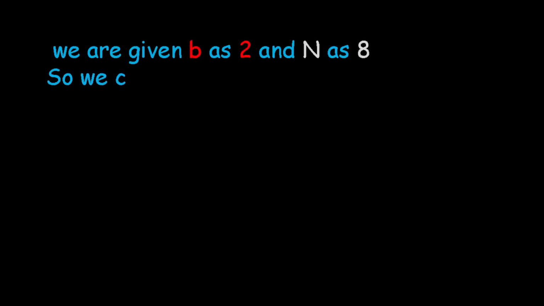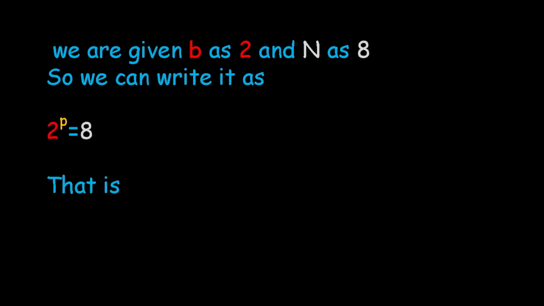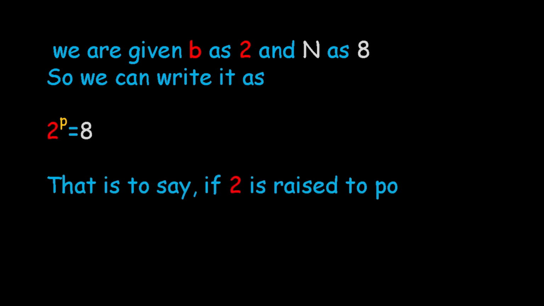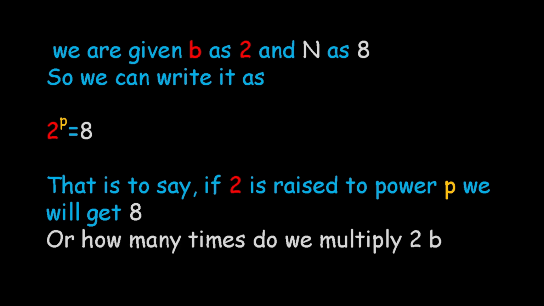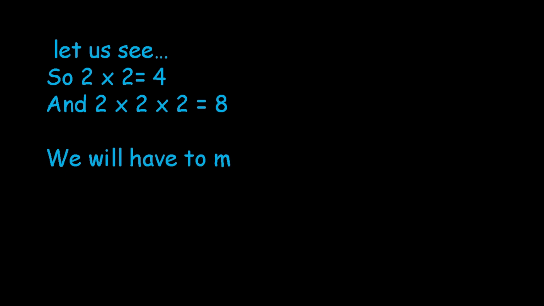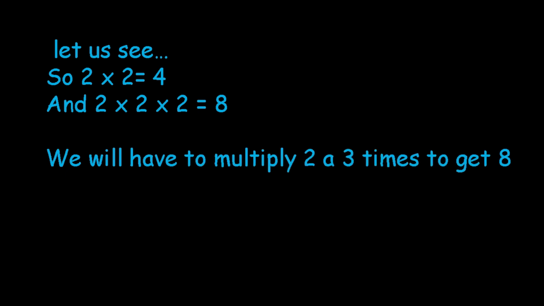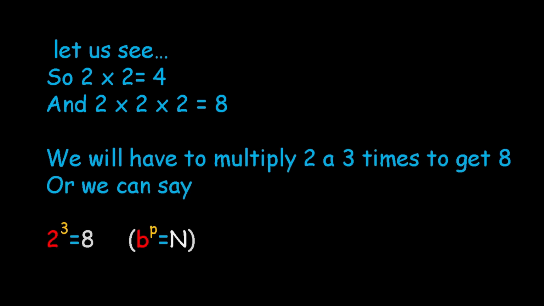We are given b as 2 and n as 8. So we can write it as 2 to the power p is equal to 8. That is to say, if 2 is raised to the power p, we will get 8. Or how many times do we multiply 2 by 2 to get 8? Let us see. 2 multiplied by 2 is 4 and 2 multiplied by 2 multiplied by 2 is 8. Or we will have to multiply 2 three times to get 8.